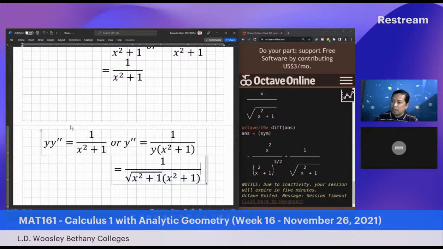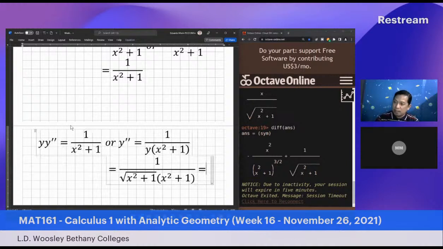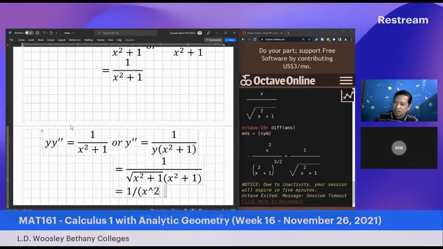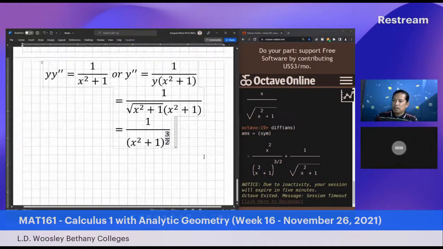Ayan. So, simplifying, Micaela, what would be the case here? So, that would become equivalent to 1 plus 1 half plus 1 is 3/2. So, x squared plus 1 raised to 3 halves rather. Not 2/3 but 3 halves. Okay, so that's the answer.